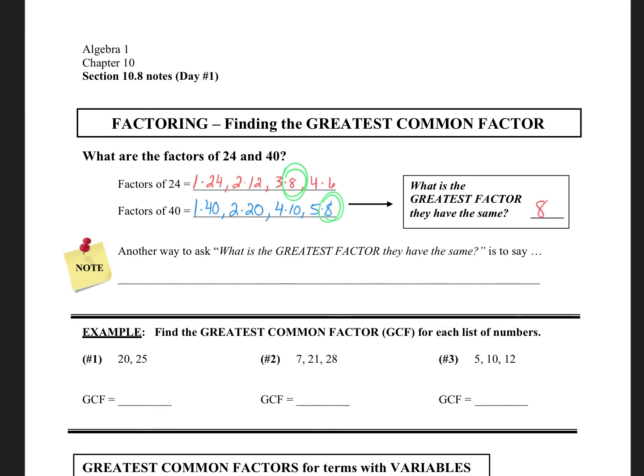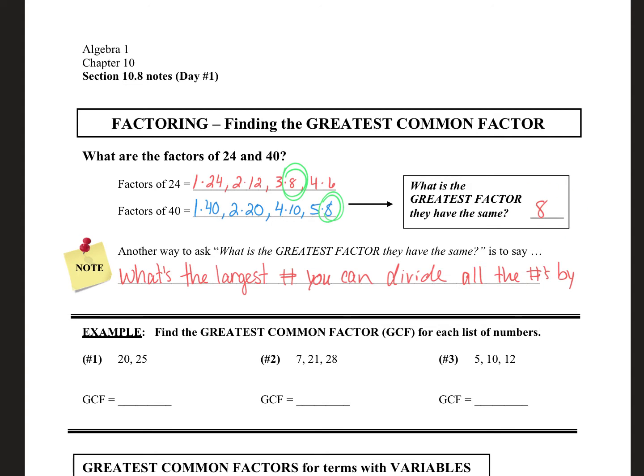Another way to think about it is, the greatest common factor is the largest number you can divide all the numbers by. So the largest number that we can divide 24 and 40 by is 8.